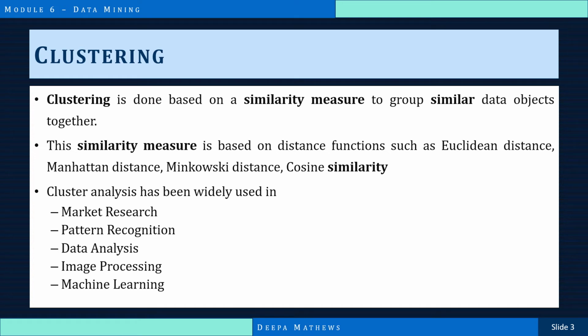As we just said, clustering is done based on a similarity measure to group similar data objects together. So we need some measures to find out the similarity between the data objects, right? We have various distance measures for finding the similarity. Distance functions such as Euclidean distance, Manhattan distance, Minkowski distance, cosine similarity, etc. can be used for finding the similarity between the data objects. The commonly used distance function is Euclidean distance.